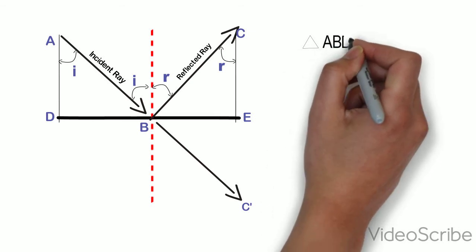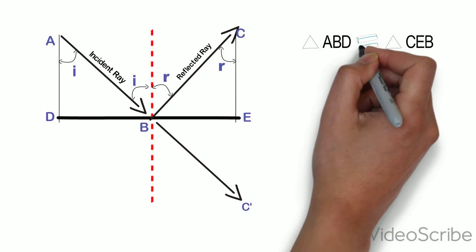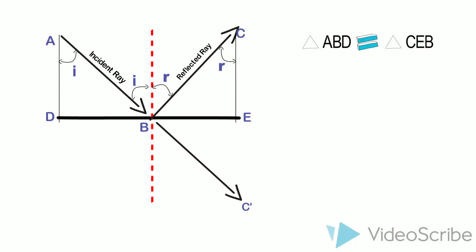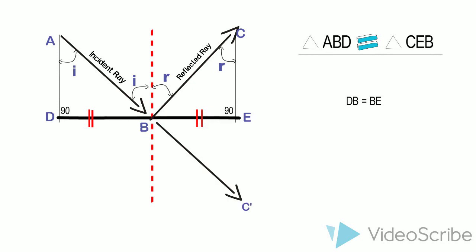Now take triangle ABD and triangle CEB. Are you able to see that they are congruent? Let me tell you how. Segment BD is equal to segment BE. Why? Since B is the midpoint. Angle ADB is equal to angle CEB. Why? Because both are 90-degree angles. And segment AD is equal to segment CE.